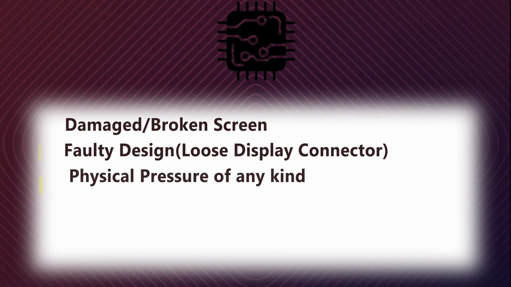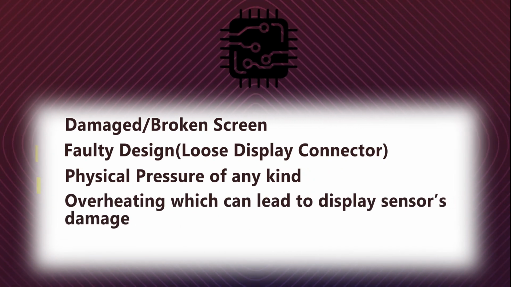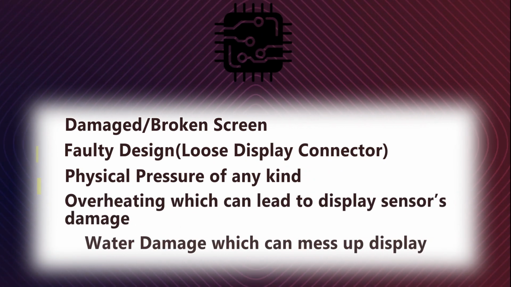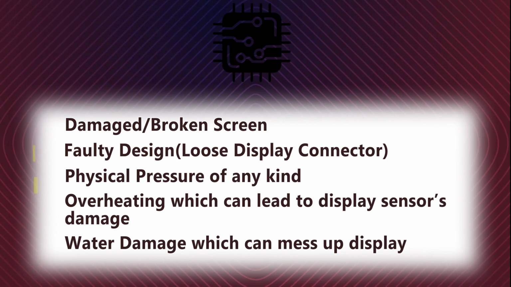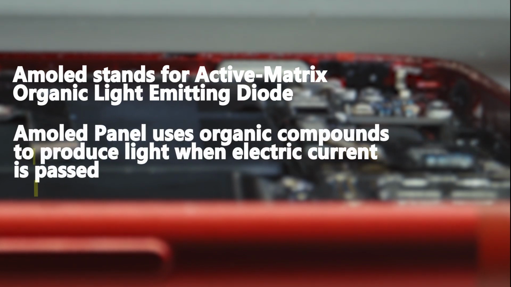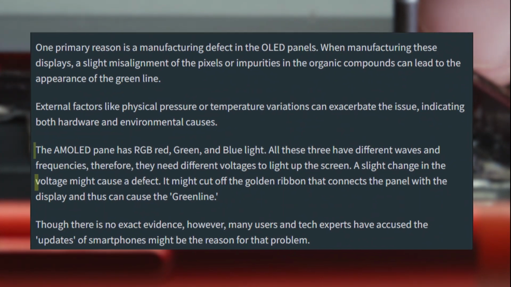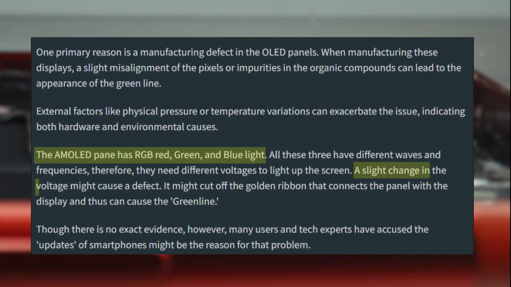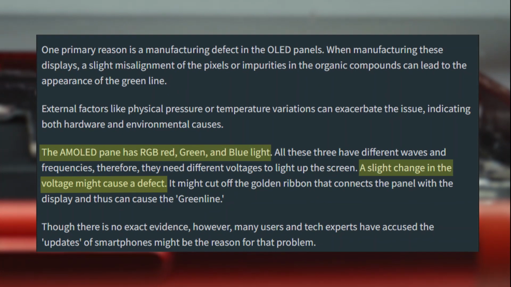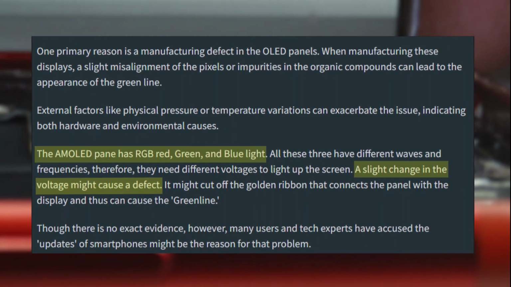Now, if the issue is hardware, there can be several reasons. A damaged or broken screen, a faulty design, some physical pressure, overheating which leads to screen damage, or sometimes water damage which also leads to screen damage. Now see, the AMOLED panel is a very intricately designed high-tech display with lots of sensors. According to Financial Express, the AMOLED panel has different colors, and even due to some small voltage change, this green line can occur because the colors get messed up.